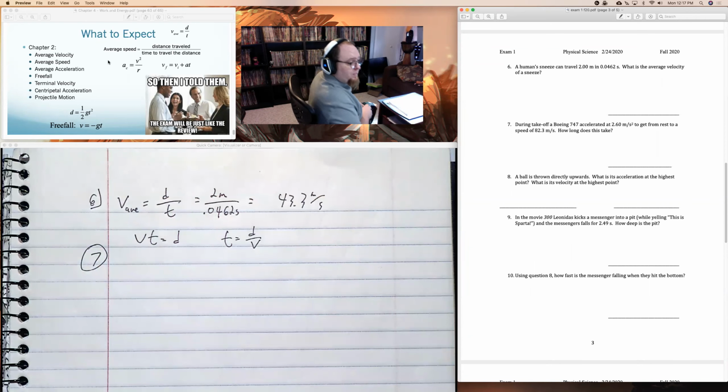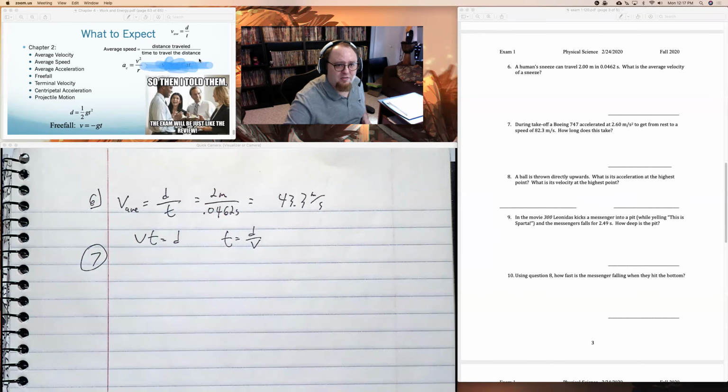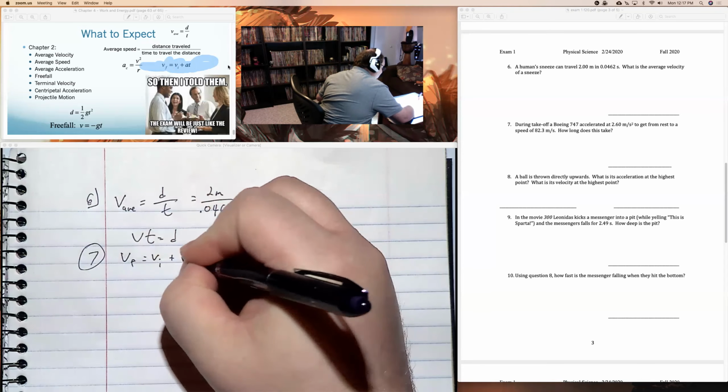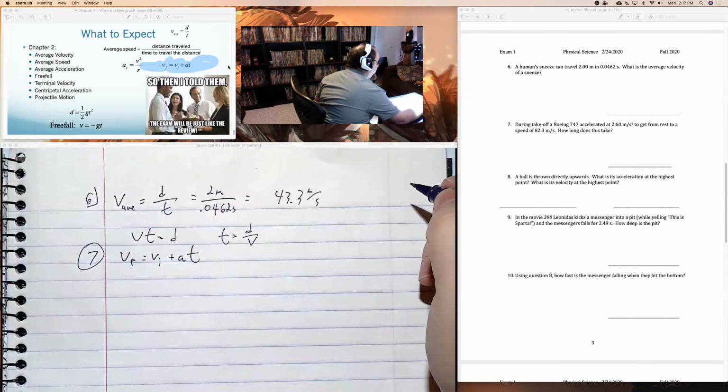Number 7. During takeoff, a Boeing 747 accelerates at 2.6 meters per second squared to go from rest to a speed of 82.3 meters per second. How long does this take? Whenever I talk about velocity as a function of time, that's this guy right here: v final equals v initial plus acceleration times time.